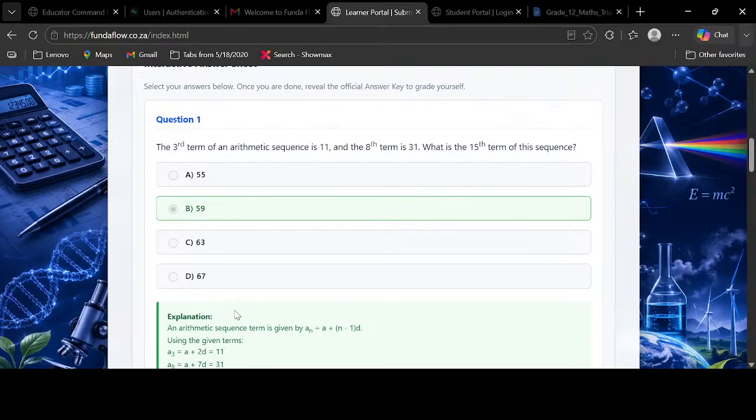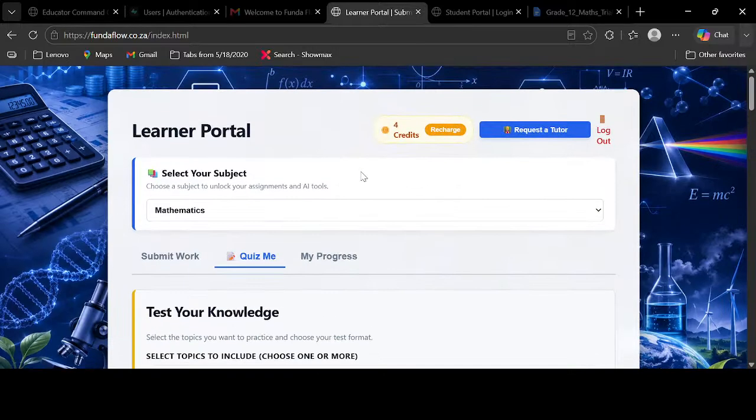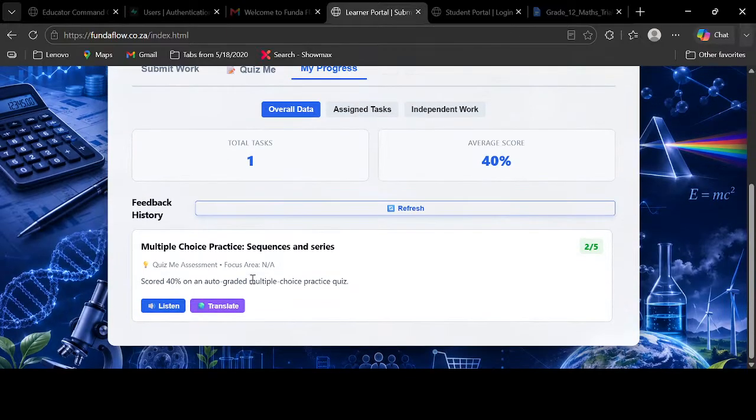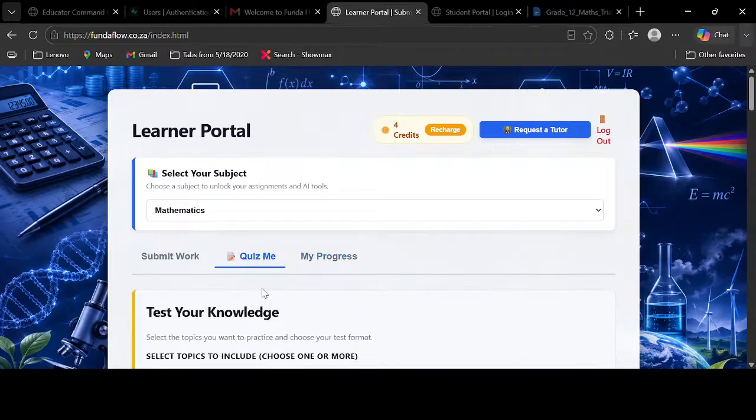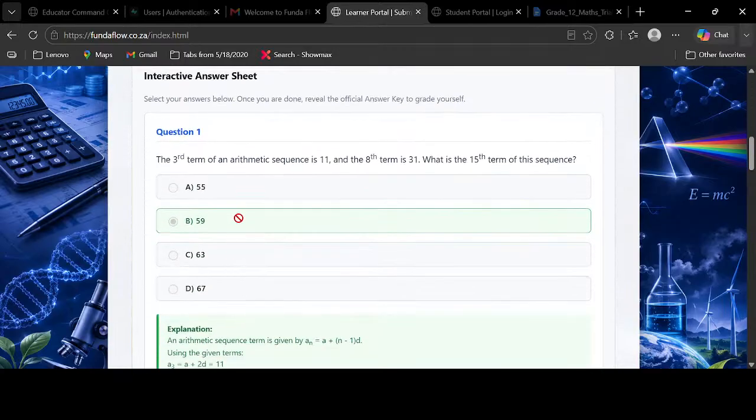Okay, so you can go and check on your progress. This thing is going to be available there. On your progress it says scored 40% on an auto-graded multiple choice practice quiz. Hey, my grandma's not with me there. Okay, but guys, while you're still on the quiz, it gives you the memo after that. It tells you where you went wrong and what you were supposed to choose. So you can show them that one if it's still there. Okay, it corrects them on there.